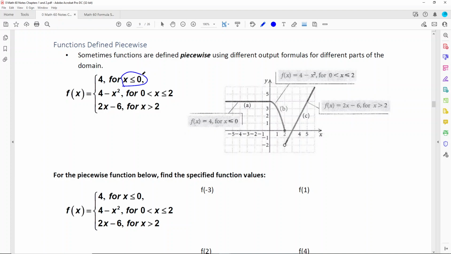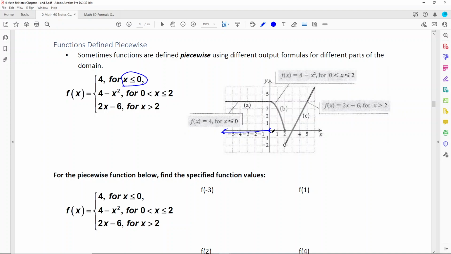What I mean by that is that they're going to tell you that f of x is equal to 4 for any x value that's less than or equal to 0. So if you plug in any x value that's less than or equal to 0, so for this domain here, then the y value is always going to be 4. So all the way along here, the y value is 4.